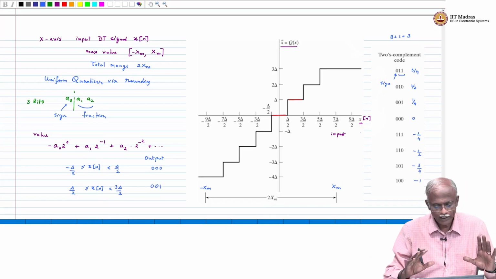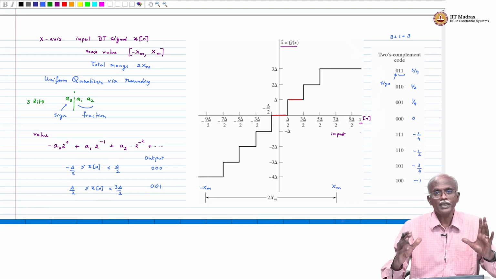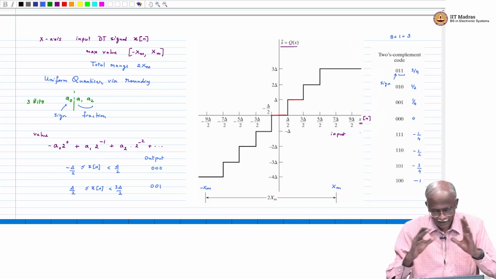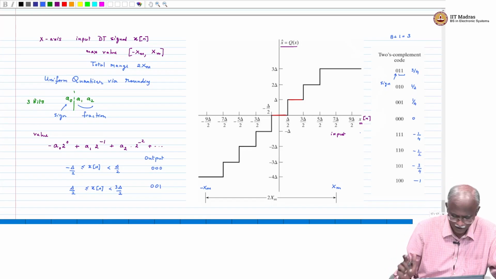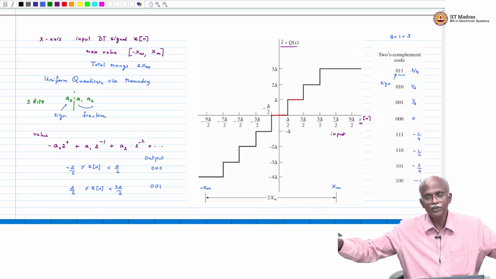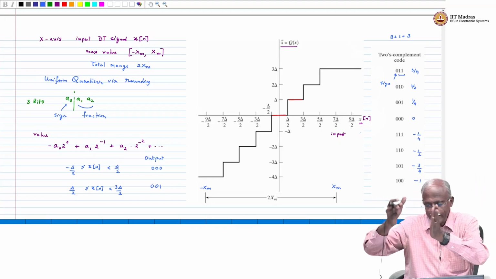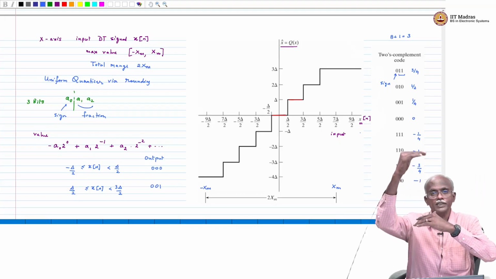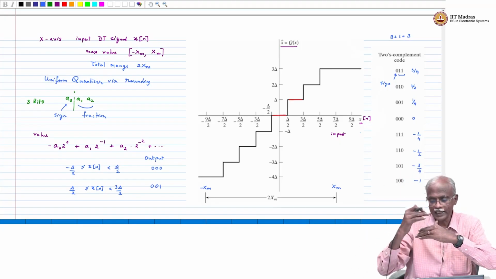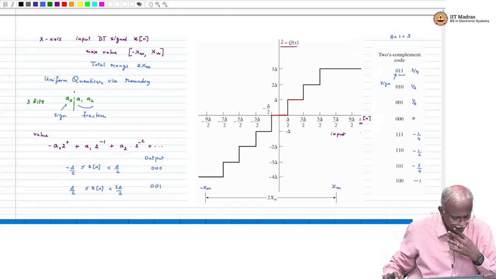Now, what we would like to do is study the effect of the quantizer and be able to understand and apply it in a very systematic manner. So, I hope you are able to visualize how the input from minus xm to xm can be broken into segments, which will then be represented by means of a finite number of levels on the positive side and a finite number of levels on the negative side.